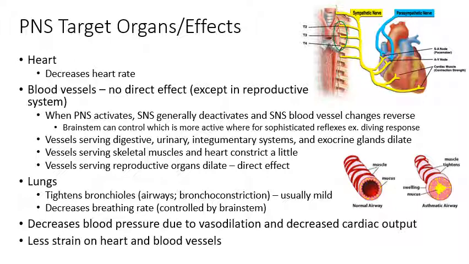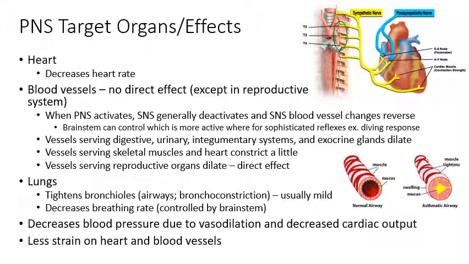So when the sympathetic nervous system activates, it is going to constrict blood vessels that serve the digestive, urinary, and integumentary systems, and also the blood vessels that serve most exocrine glands, and it's going to dilate the blood vessels that serve the skeletal muscles and the heart. So those changes are going to reverse whenever the sympathetic nervous system turns off. So if the parasympathetic nervous system turns on, then the SNS will turn off, and your vessels serving the digestive, urinary, and integumentary systems and most exocrine glands that had been constricted, now they're going to dilate. The vessels that serve the skeletal muscle and heart muscle that were dilated are going to constrict.